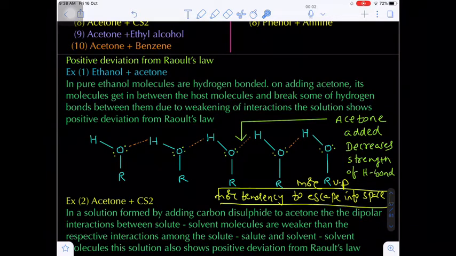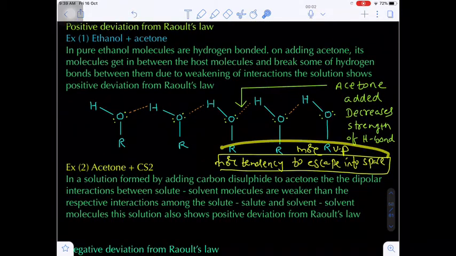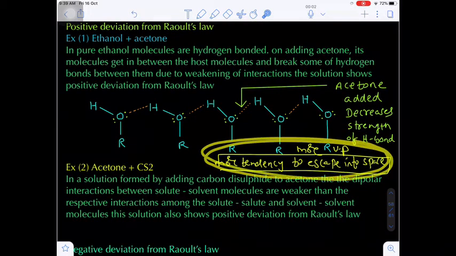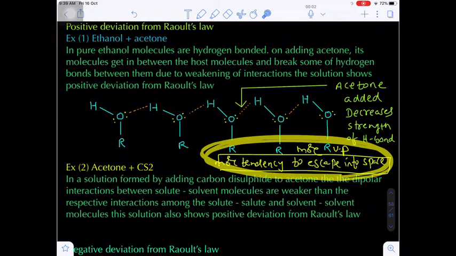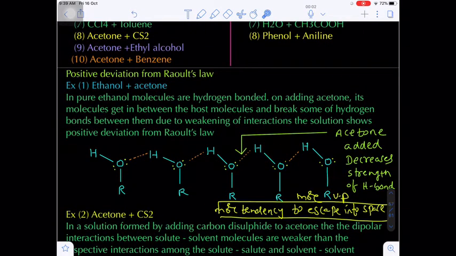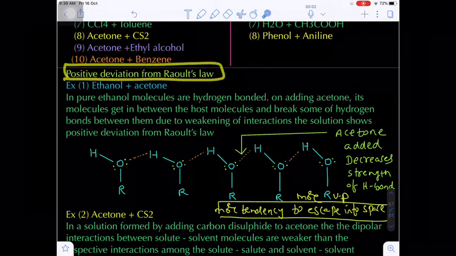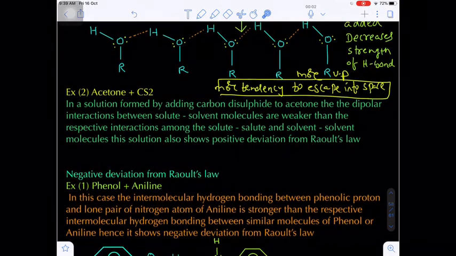Even if you see water and alcohol, water has strong hydrogen bonding. If you add the alcohol to the water, what happens? The alcohol molecules get in between the molecules of the host and break some hydrogen bonding. Due to breaking of hydrogen bonding, the strength of hydrogen bonding weakens. That's why the solution molecules have more tendency to escape into space, and the solution shows more vapor pressure. That's why the solution is known as a non-ideal solution with positive deviation.